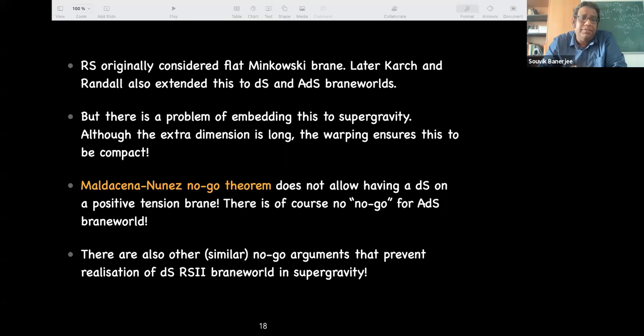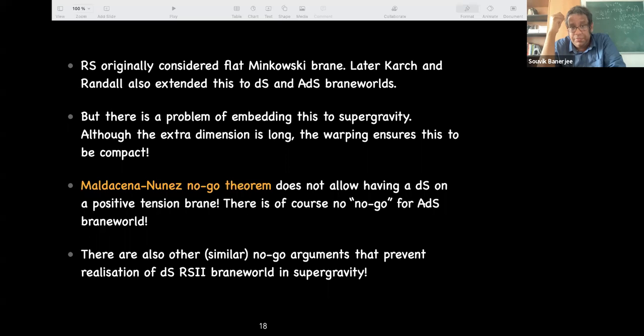Randall-Sundrum originally considered a flat Minkowski brane. Later, Karch and Randall also extended this to de Sitter and anti-de Sitter brane worlds. But there is a problem of embedding this into supergravity because although the extra dimension is long, the warping ensures that there is some sort of compactness in it. And then it violates a well-known no-go theorem by Maldacena and Nunez, which says that if you want to find a de Sitter spacetime in d dimensions from a compactification of an n-dimensional spacetime, then unless you have a negative tension brane, you cannot have a de Sitter spacetime in this d-dimensional world.